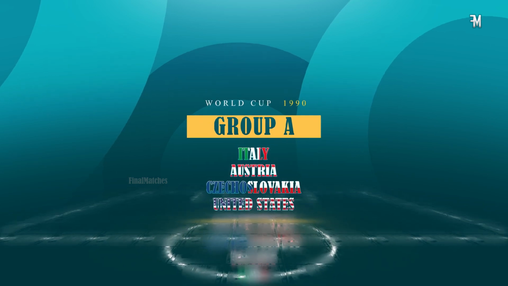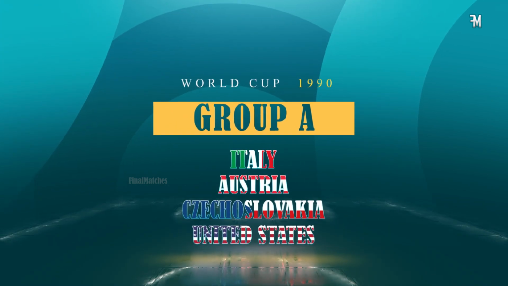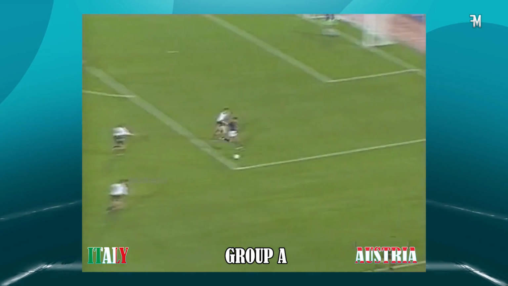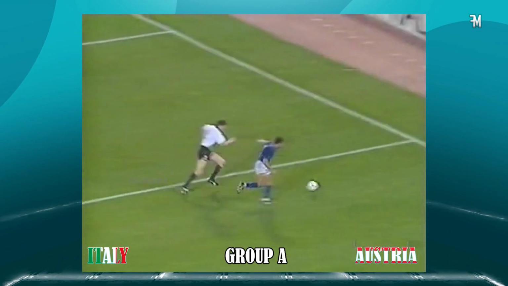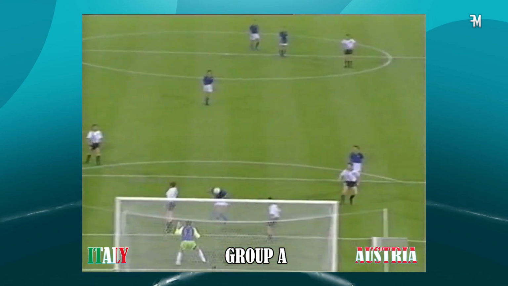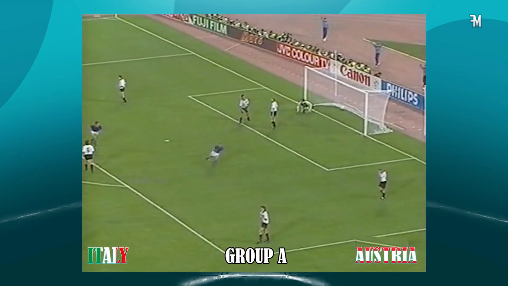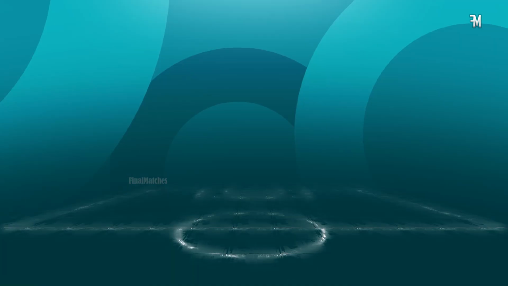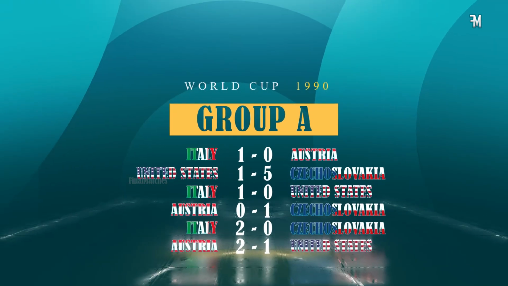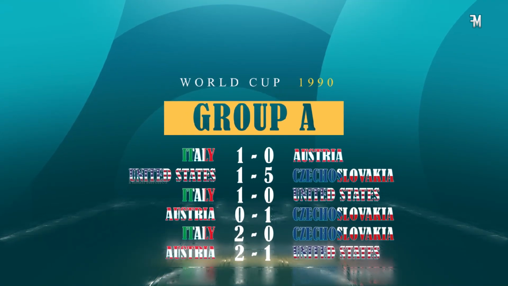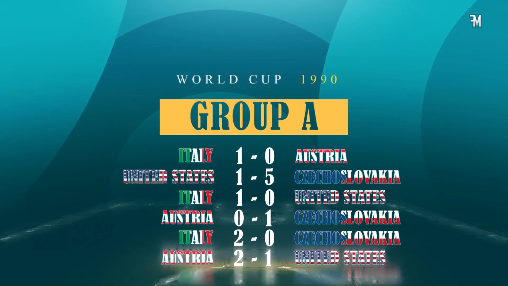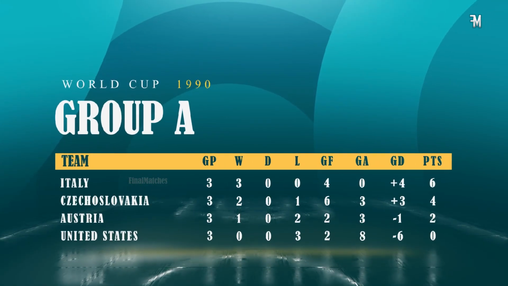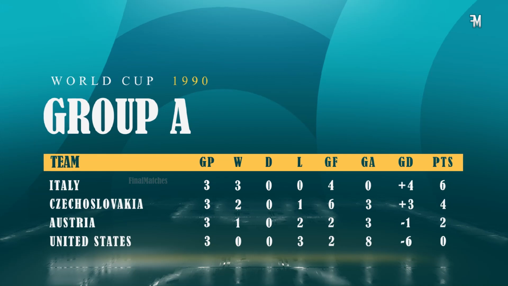In Group A, hosts Italy was present along with Austria, Czechoslovakia, and the United States. Italy wanted to use the hosting advantage to reach their 4th championship and started strongly. They ended all 3 of their matches in the group stage with a win. The United States, who returned to the tournament after many years, left the tournament with 3 losses. At the end of the games, Czechoslovakia confirmed its promotion along with Italy.